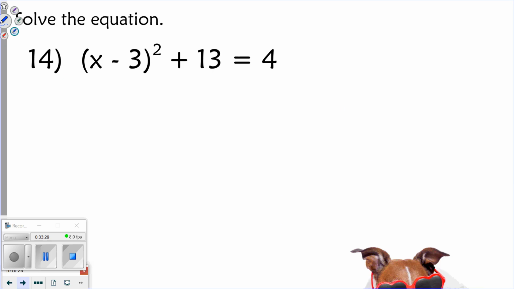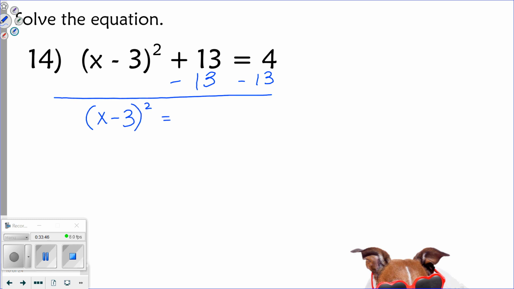All right, is this the last one I have on there for you guys? All right. So this problem, what do you do first? Oh, I just subtract, that's it? Yeah, okay, good. I subtract 13. So x minus 3 squared equals 4 minus 13. Okay. Then what? Square root. What's the square root of negative 9? I. Oh. Negative underneath there. But you remembered the plus minus, that was good. 3i.